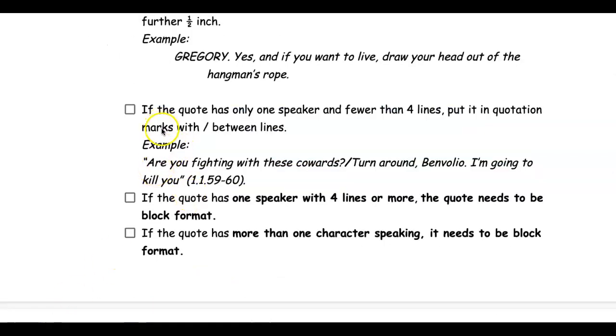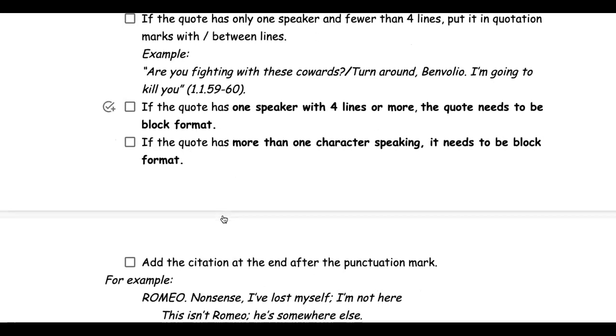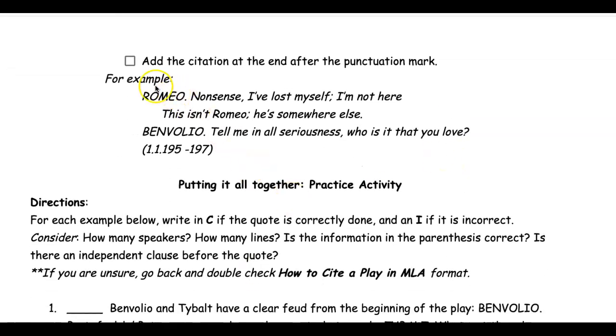All right, and then it says you're going to need to read all of these and make sure you understand it. So if they have one speaker with fewer than 4 lines, maybe 2 or 3 lines, you put this slanted line in between to divide so the reader knows when the 2 lines are. But you still keep it all in the quotes like this. If a quote has one speaker with 4 lines or more, the quotes need to be in block format. If the quote has more than one character speaking, it needs to be block format. And here is an example of 2 characters speaking.